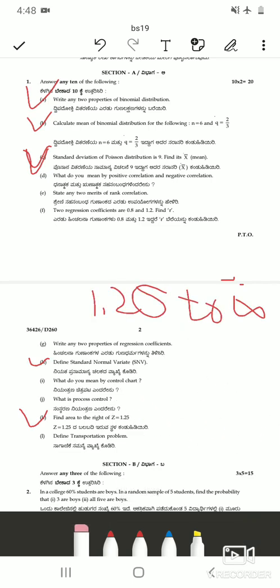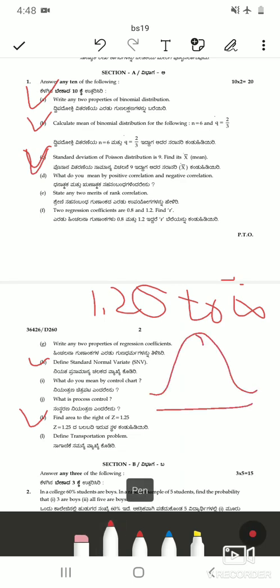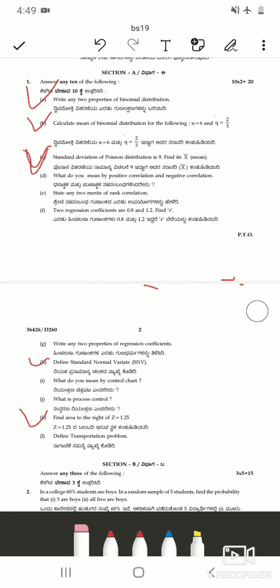If they had given, find the area to the right of z equal to minus 1.25, then draw the normal curve. Minus 1.25 will be here. So this whole area is the area that is right of minus 1.25. So understand the question, draw the graph, and the tables will be given. Using that you can find the area easily.